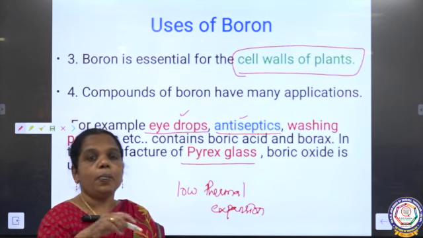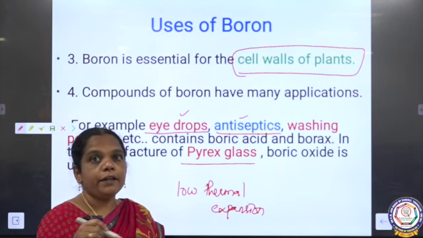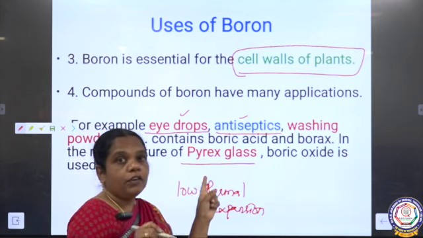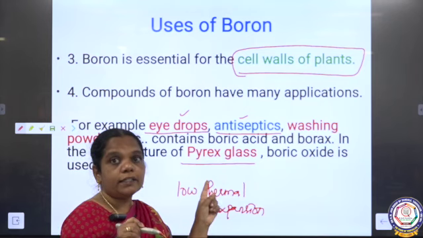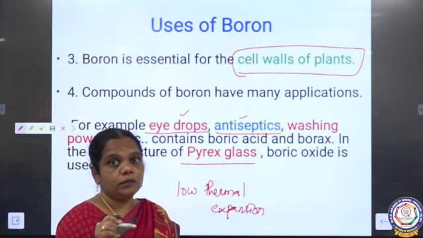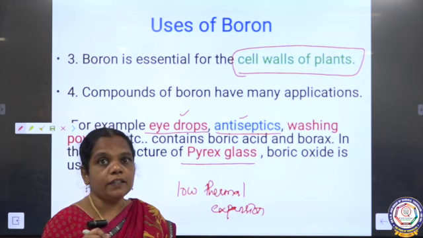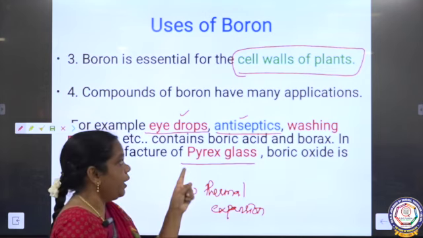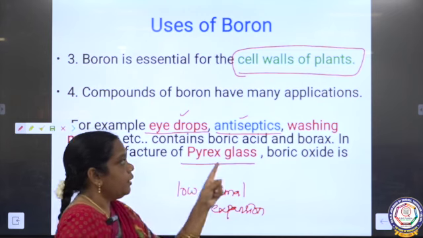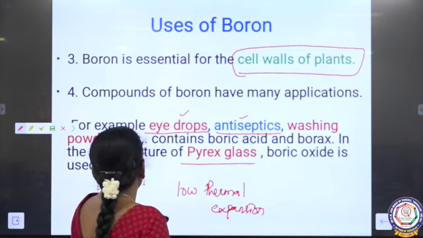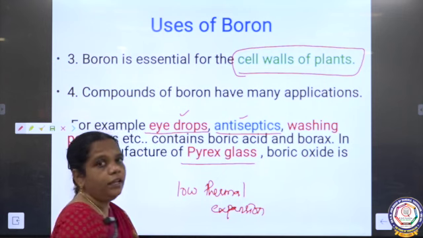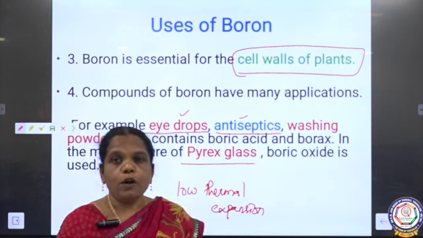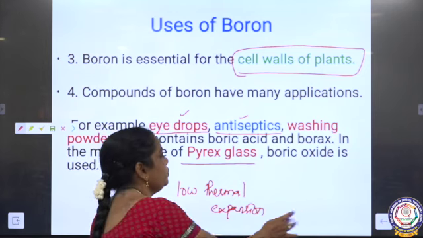So laboratory apparatus are made of what? Pyrex glass, which we can note down as borosilicate, in apparatus like test tubes and burettes. You can see the name borosil, which is nothing but Pyrex glass. The boric oxide is also used in washing powder. So these are all about the uses of boron.